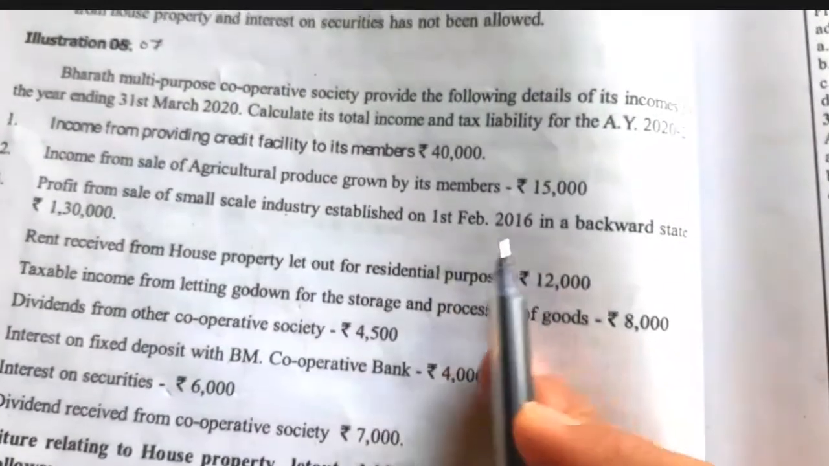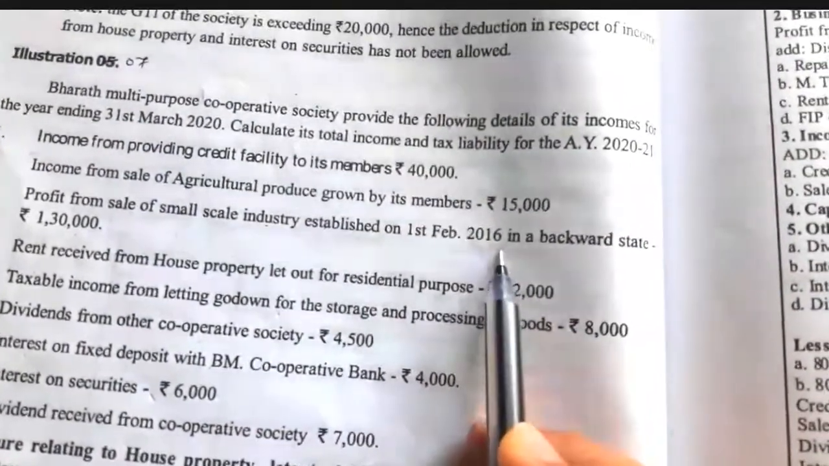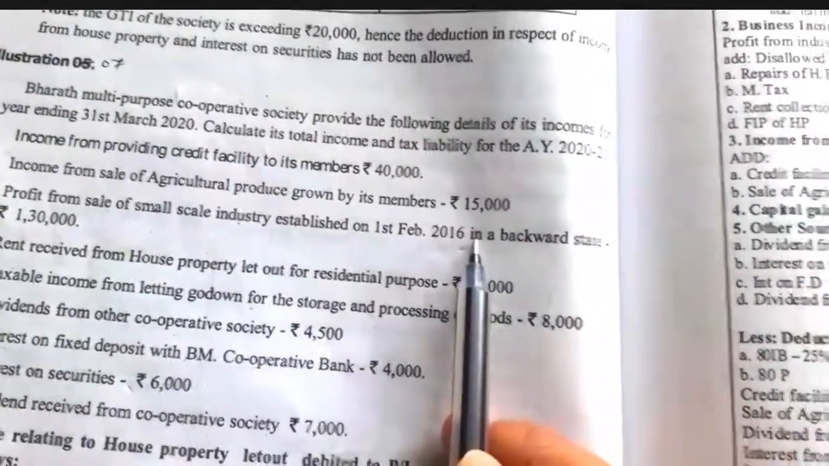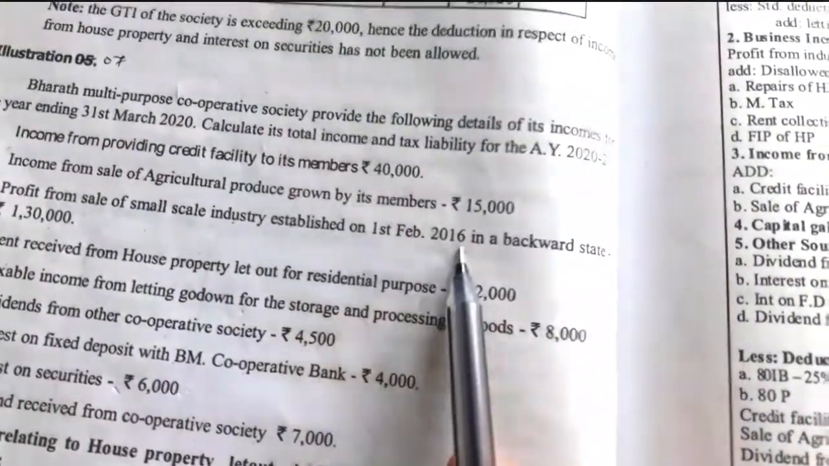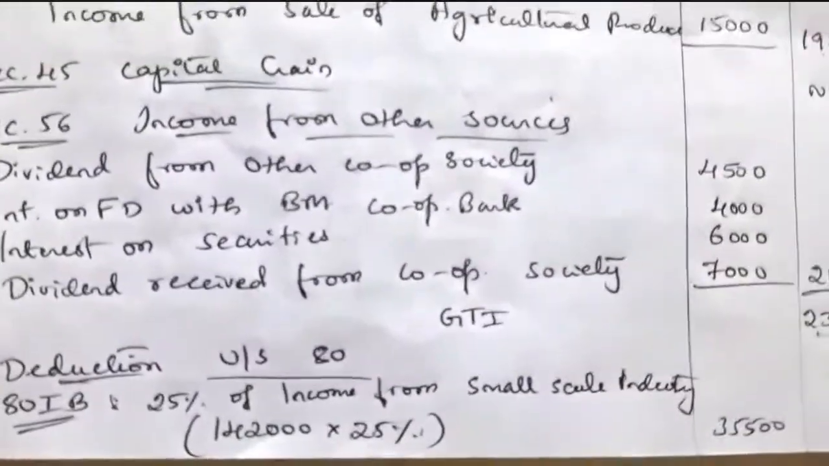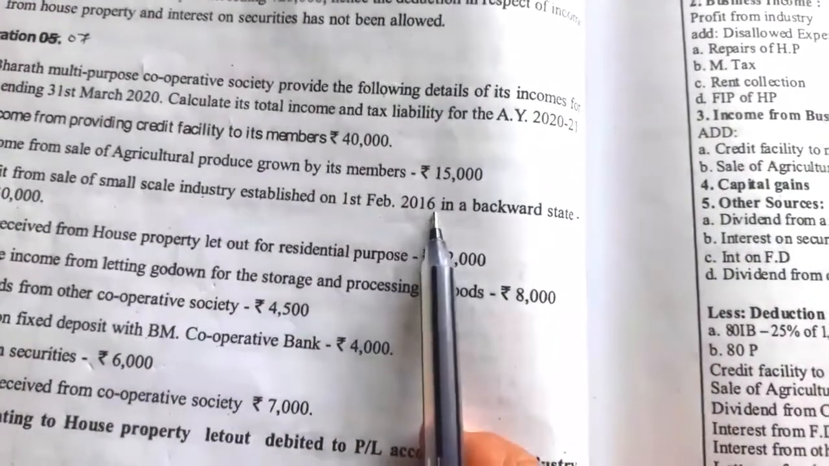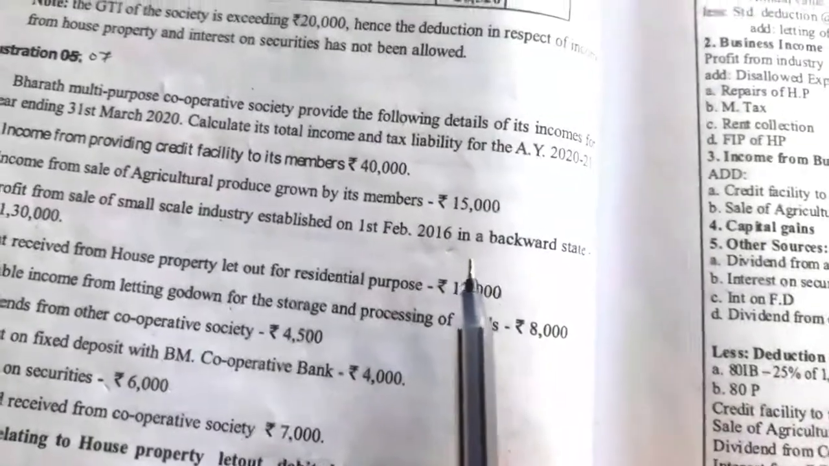The small scale industry was established on 1st February 2016. So the deduction can be claimed only for 5 years. First 5 years we can claim deduction. If the industry was established in 2016, then we can claim deduction even in the year 2020-21. So established in 2016 means 17, 18, 19, 2020 years we can claim the deductions.